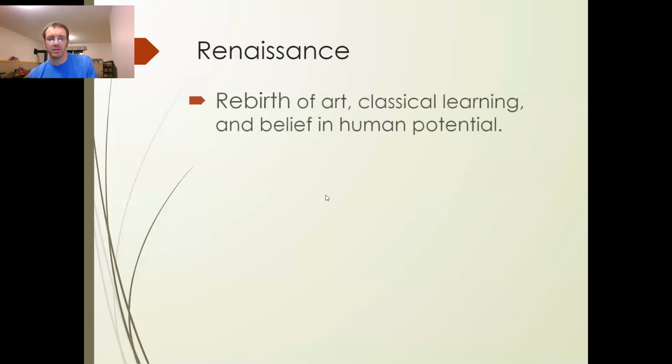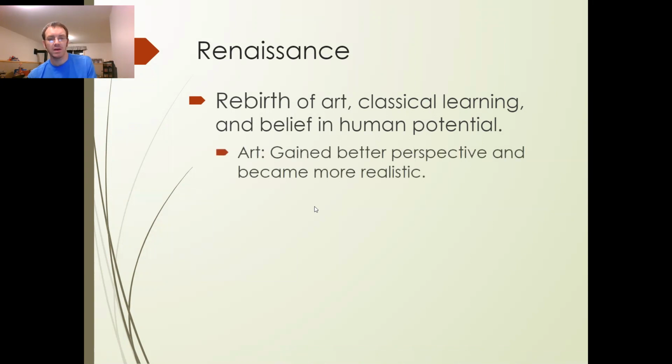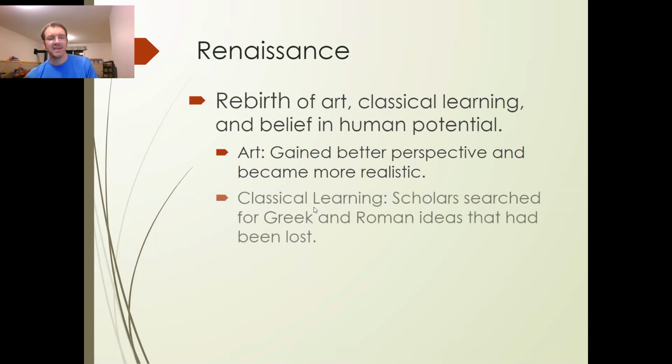So the Renaissance, what is it? Well, first off, it means it's the rebirth of art, classical learning, and this belief that humans actually have potential. We're not all losers. We can't do nothing. No, we can do things. We can learn things, and that's good. So art: we start to gain better perspective and it becomes more realistic. You see perspective where things, when they go away, narrow in, it's kind of like a train track feel that you sometimes see. We'll look at that. You can tell I'm not an artist. I didn't explain that very well.